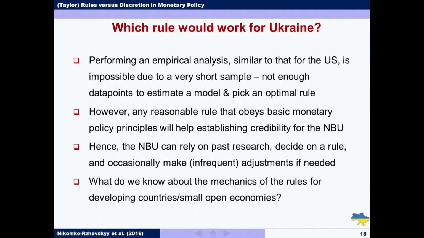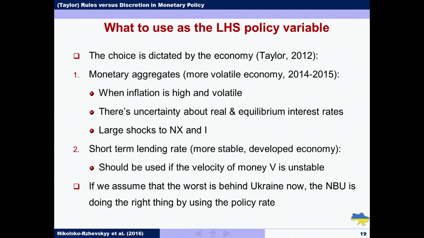When it comes to the choice of the policy variable, the left-hand side variable in the rule, the choice is usually dictated by the economic conditions within a country. Usually we think that if inflation is high, if there is uncertainty about net exports and investment, if there is uncertainty about the real interest rate and the equilibrium level of the interest rate, the best choice for the policy variable is some monetary aggregate. I think that's where Ukraine was in 2014, 2015. Right now, we are for the most part past that. In a more stable environment, the best policy variable is a short-term lending rate. And I'm happy to see that that's exactly what the National Bank of Ukraine is using right now.